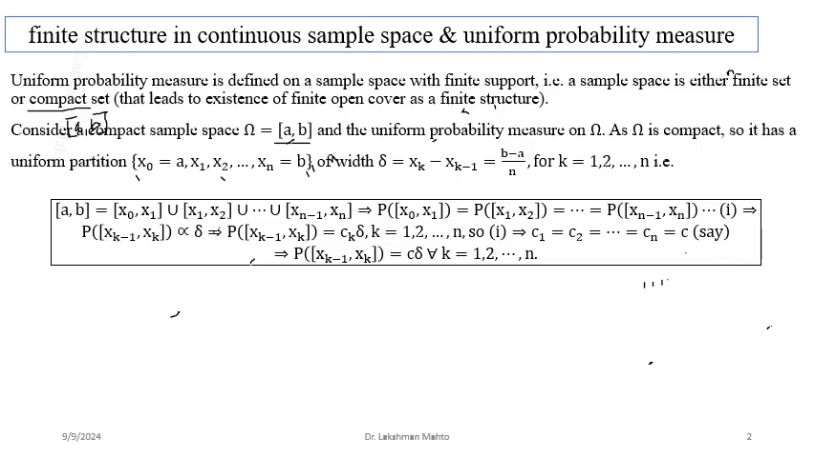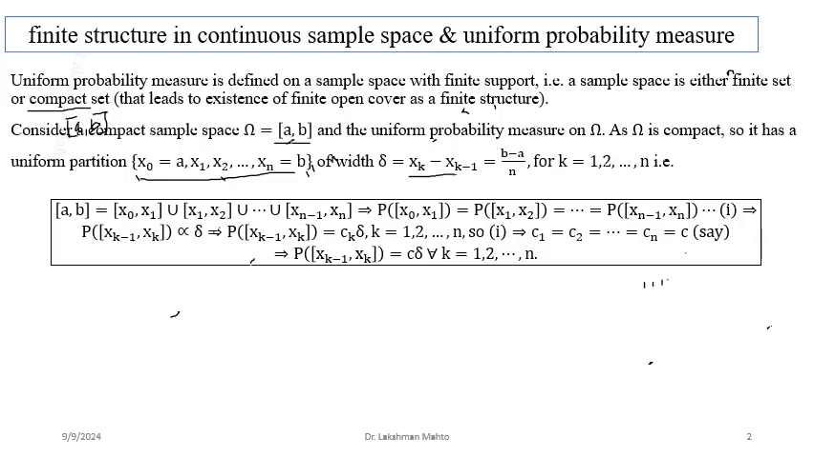It is a compact set. So, how will we come up with a finite structure? We are taking the uniform probability measure or uniform law, that means the law of occurrence is uniform. We come up with a partition of the interval [a, b] through the partitioning points x0, x1, x2, up to xn, where x0 equals a and xn equals b, and these are the intermediate points.